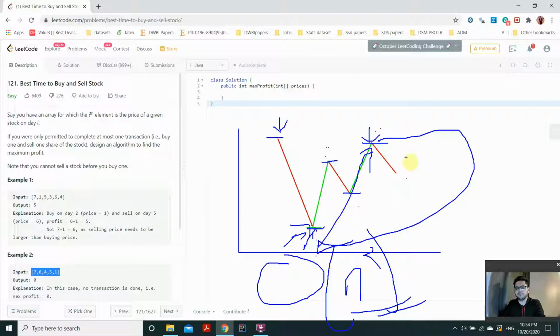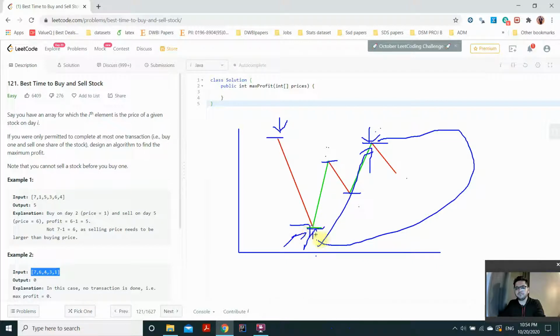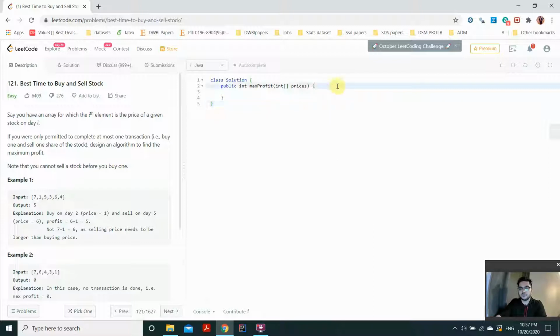So how can we do it in linear time complexity? The thing to note here is that we can store the minimum value at each and every point. The minimum value would be stored at this point, and we'll calculate the profit at each point moving forward and sell the share there. So let's write the algorithm. It would go like this.